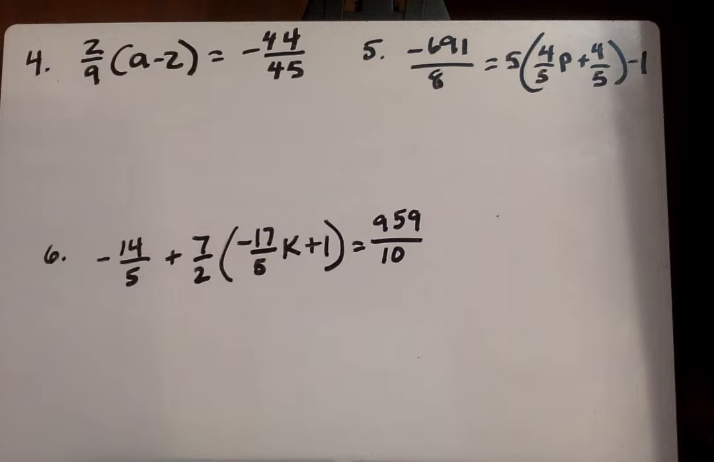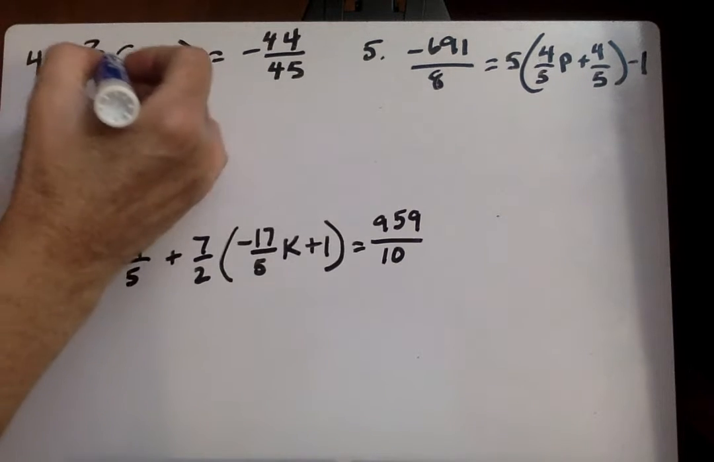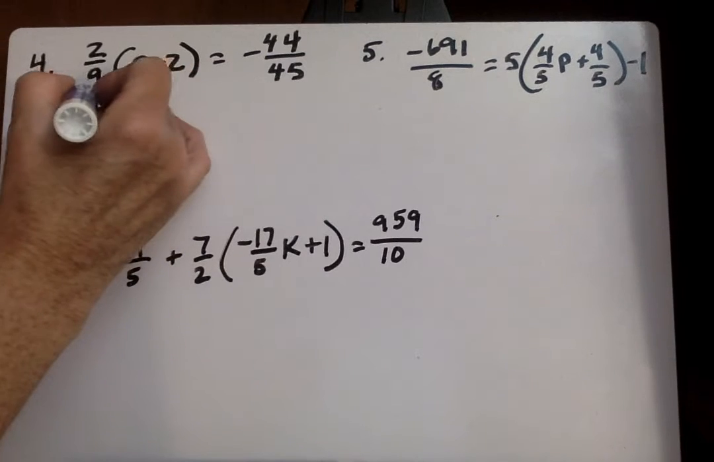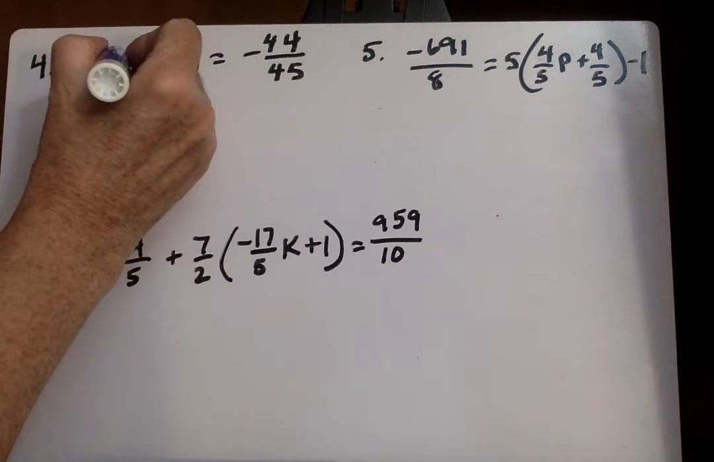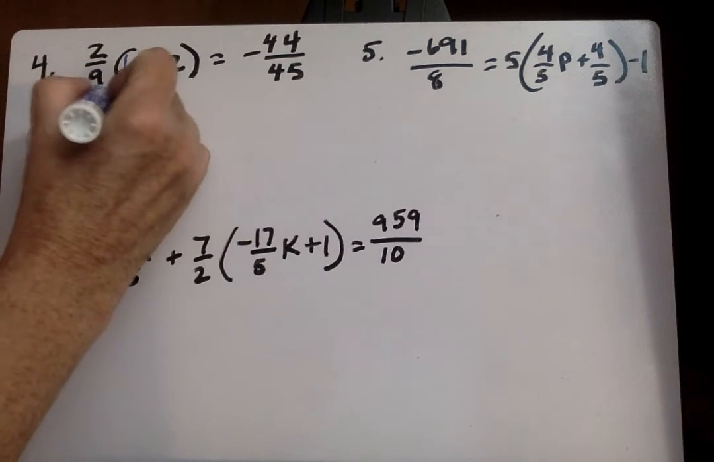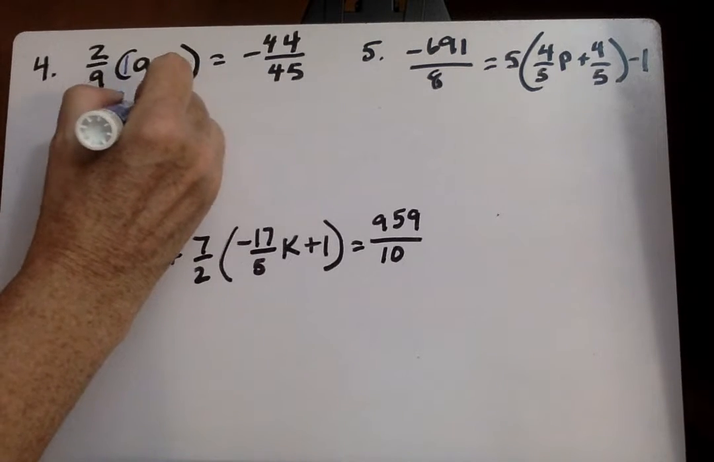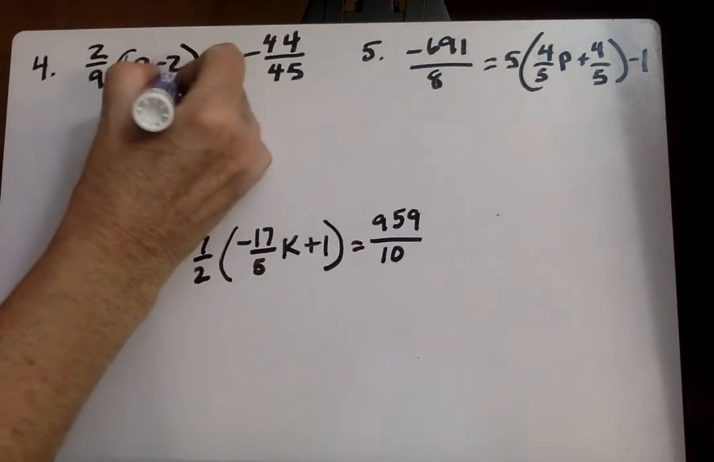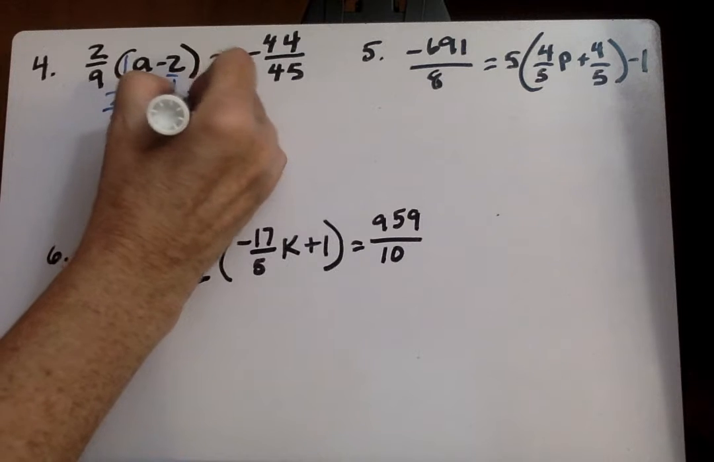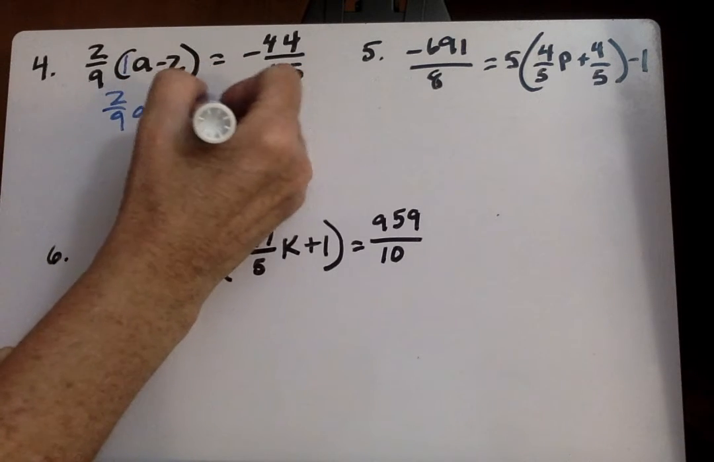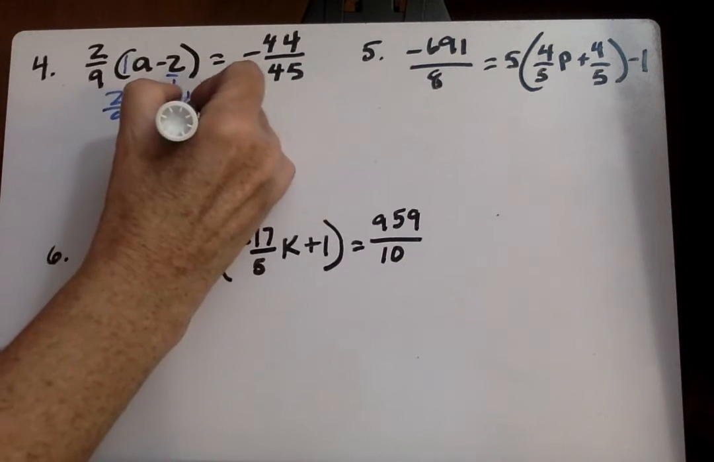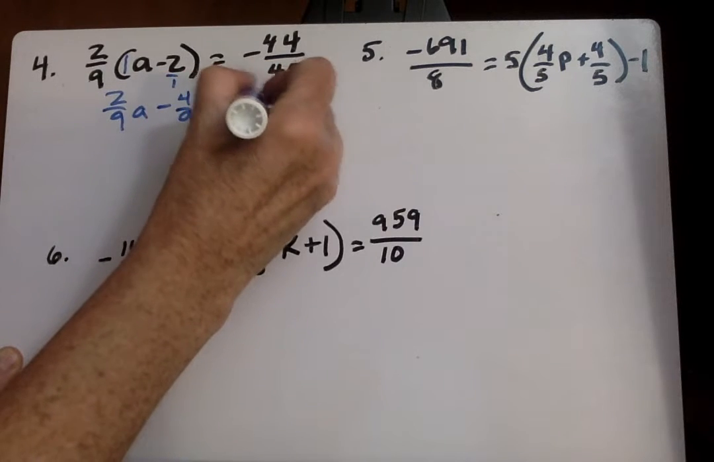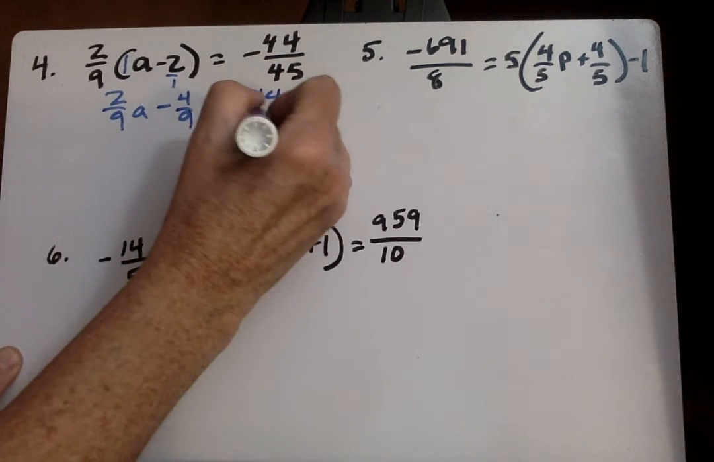Okay, so let's go on to number 4. 2/9 times A minus 2 equals negative 44 over 45. Now, we're going to multiply this through. 2/9 times A, this will be a 1A if nothing's in front of the variable, so that's 2/9 A minus, this is 2 over 1, 2 times 2 is 4/9, equals negative 44 over 45.